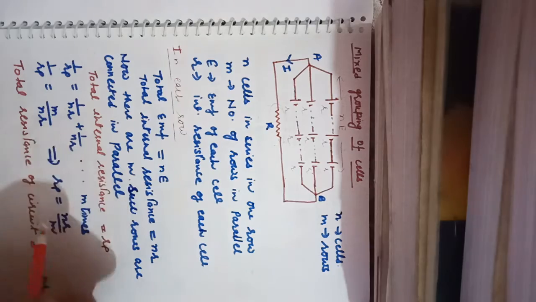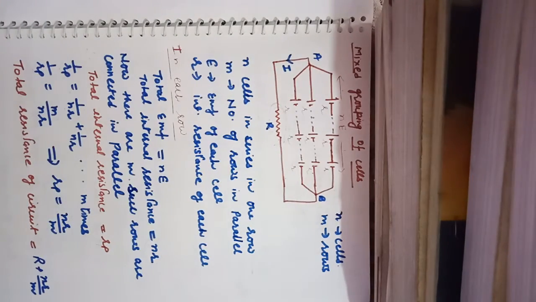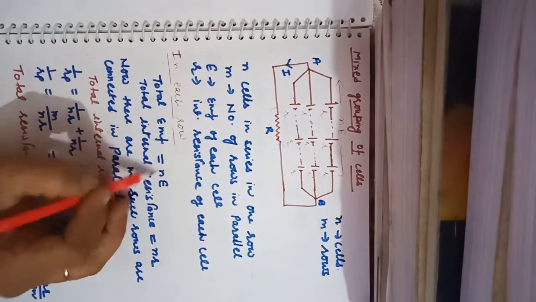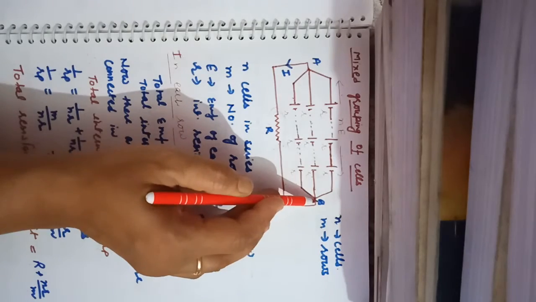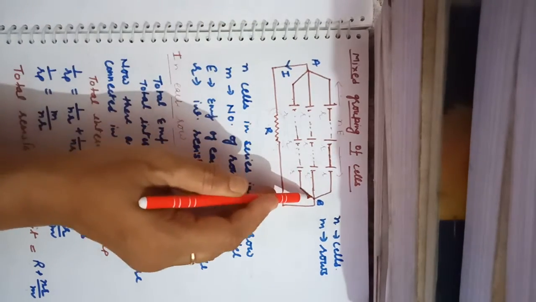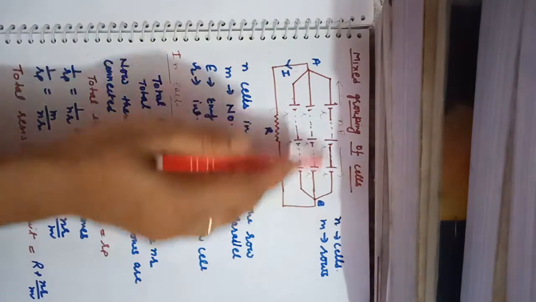But now this is the total internal resistance of this combination, and it is connected to the external resistance. So what is the total resistance of the circuit? R plus nr upon m. This is the total resistance, and the total EMF is nE. Since this is the EMF of each row and all the rows are connected in parallel, the total EMF between points A and B will be the same, nE, the total EMF of the circuit.